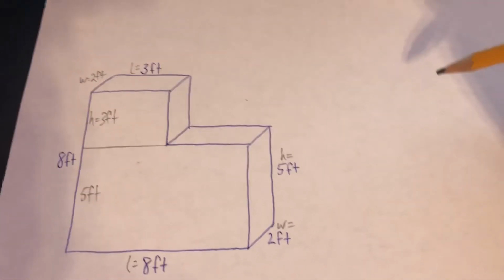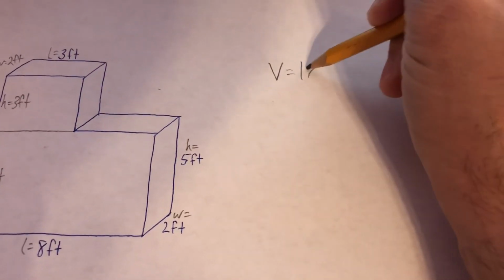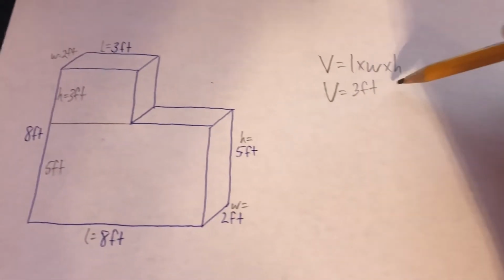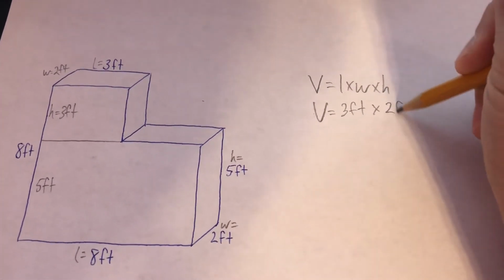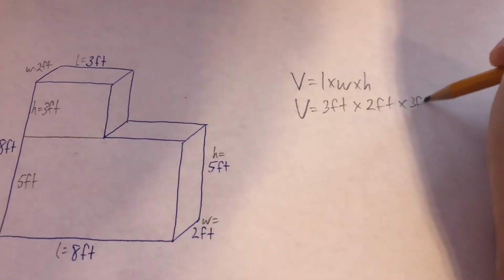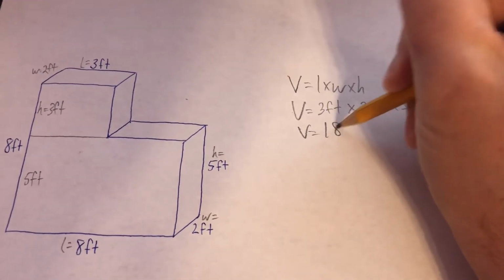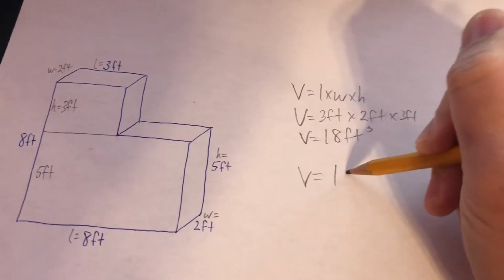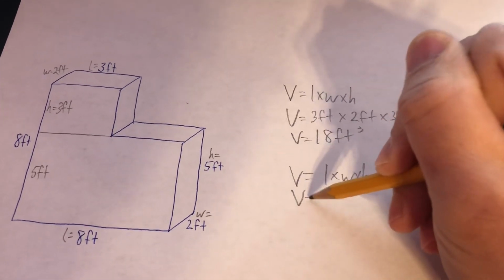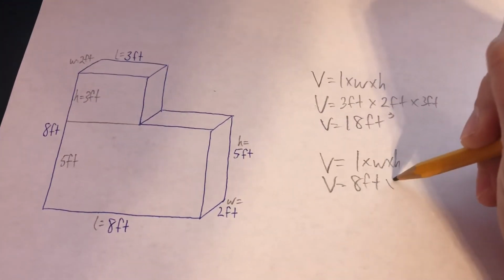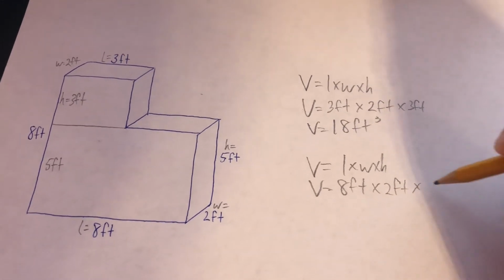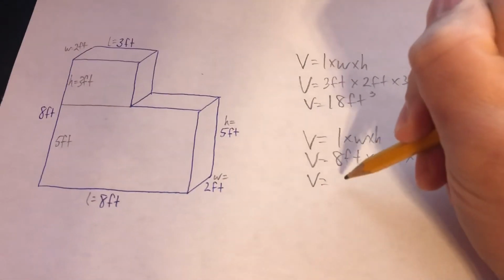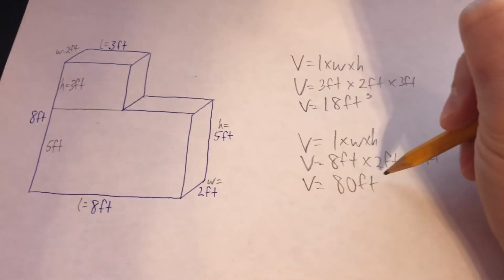All right, so let's look at the volume of the one on top there. Volume equals length times width times height. Volume equals 3 feet times 2 feet times 3 feet. 3 times 2 equals 6, times 3 equals 18 cubic feet. All right, the larger one on the bottom, volume equals length times width times height. Volume equals 8 feet by 2 feet by 5 feet. All right, I'm thinking here I'm going to do 2 times 5 first of all. I'll get 10 times 8 equals 80 cubic feet.